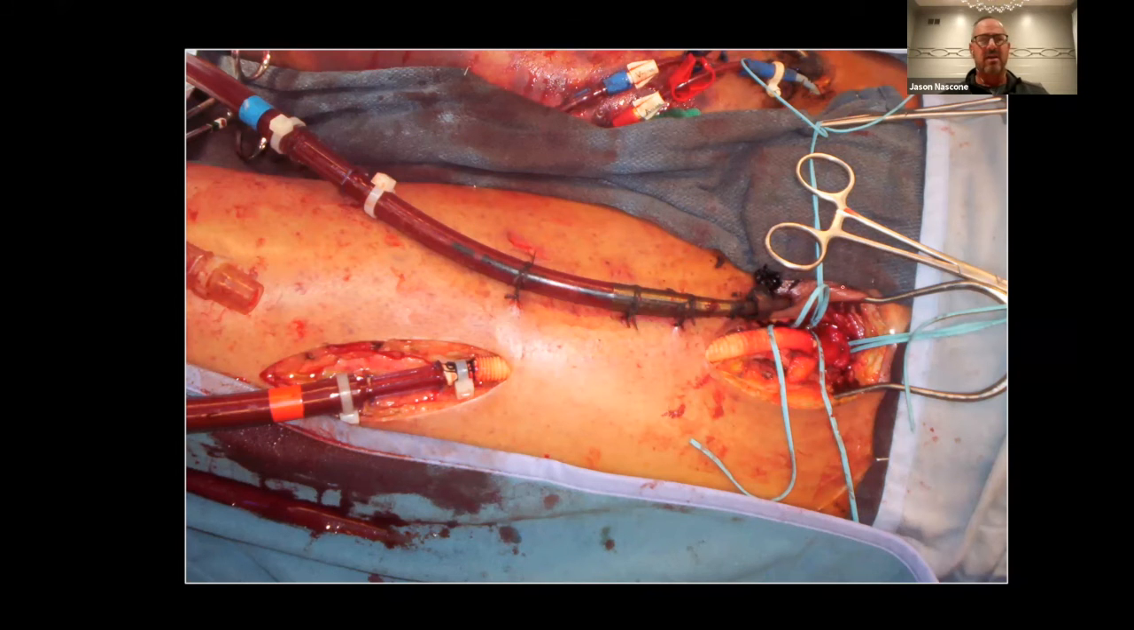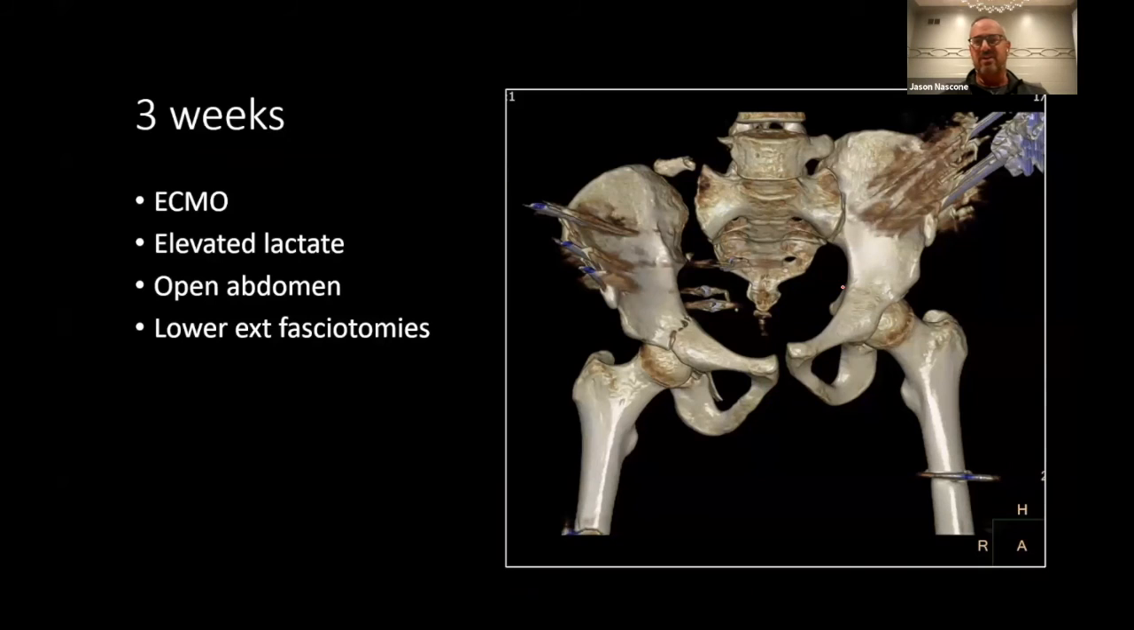So, in this situation, it was a good 3 weeks before we got to the kid. His lactate was around 9 or 10. He had an open abdomen, fasciotomies, and was on ECMO. Can I make another comment about that, Jason? Absolutely.